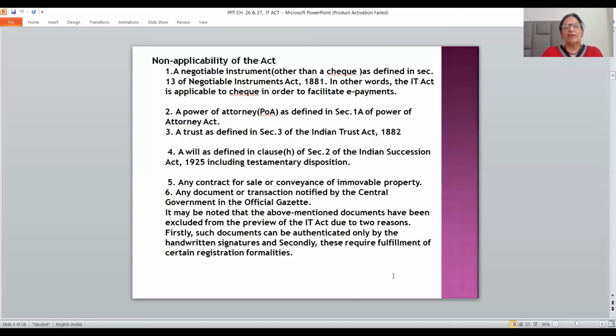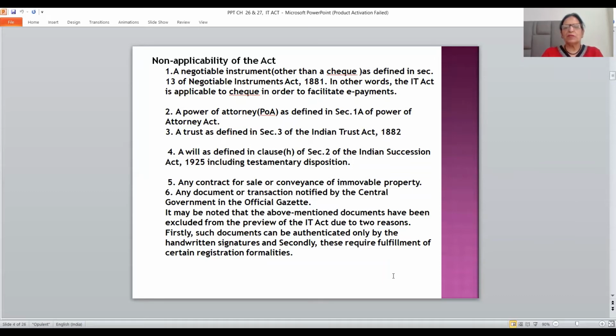A will as defined in Clause H of Section 2 of the Indian Succession Act 1925, including testamentary disposition. Even to a will, say a father has to write the will in favor of sons or in favor of any other person. Then in that case, friends, even this will cannot be digitally signed because handwritten signatures are required on the will. Any contract for the sale or conveyance of immovable property.